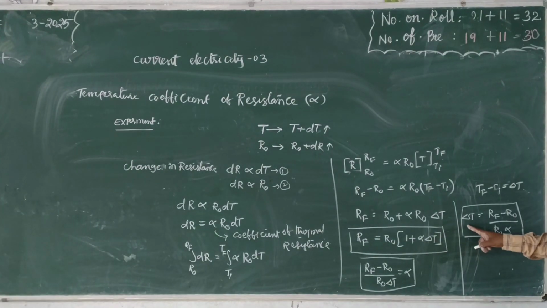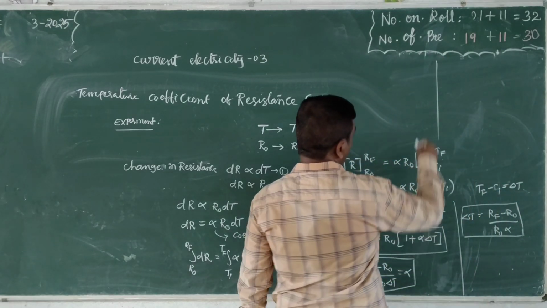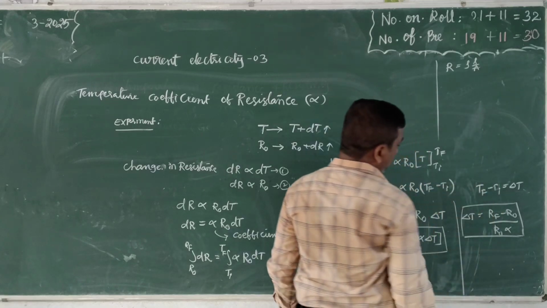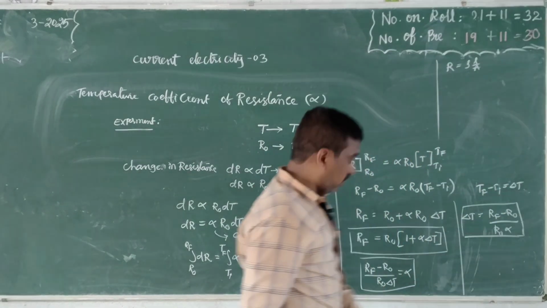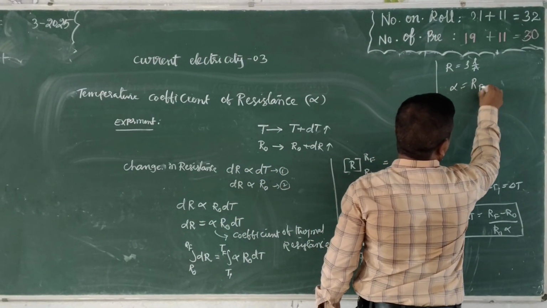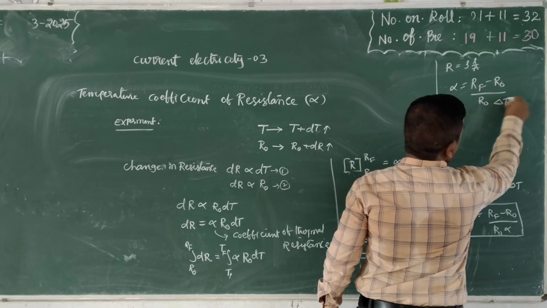Or we want to find out delta T, what we can write: R final minus R naught by R naught into R alpha. See, for example, in this case, resistance equals rho L by A. Instead of R we can write rho L by A; any change is there, we can check. Here alpha equals R final minus R initial by R initial into delta T.